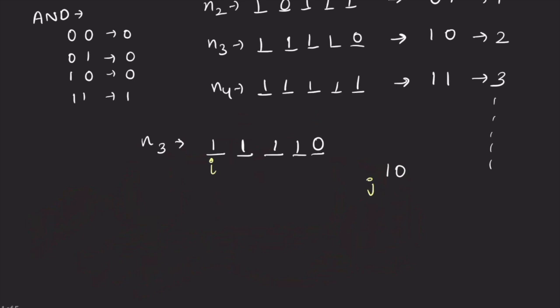For that, you know that the bit positions are: this is 0, this is 1, this is 2, this is 3, this is 4. So what you will do: this 0 anyways won't have any contribution, so for this you will do 2 to the power 1, then for the next you will do 2 to the power 2, then 2 to the power 3, then 2 to the power 4.